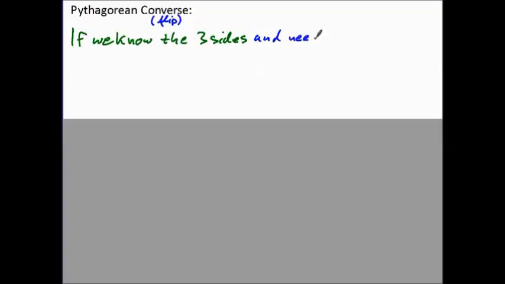So what does the Pythagorean converse say? Remember, converse means flipped. We're flipping the two parts of a statement. The Pythagorean theorem worked if we have a right triangle and we need to find missing side lengths. And for the converse, it's if we have or know the three side lengths, and need to know if it is a right triangle.